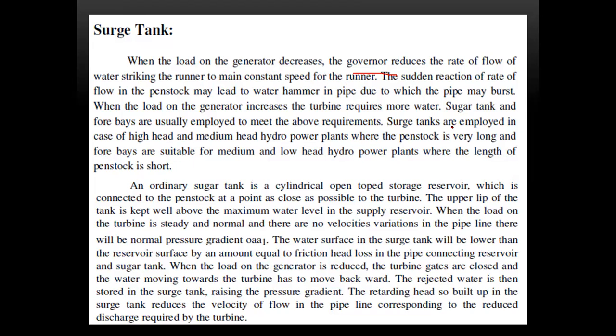Where are surge tanks used? These are employed in case of high head and medium head hydropower plants where the penstock is very long, while other arrangements are suitable for medium and low head hydropower plants, right? So if asked about the surge tank, write this. The figure is like this, the surge tank figure.